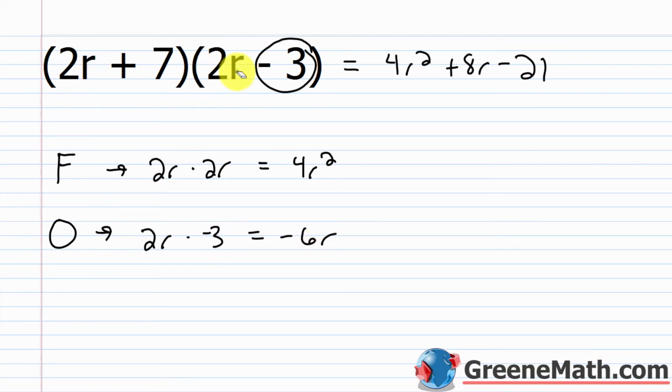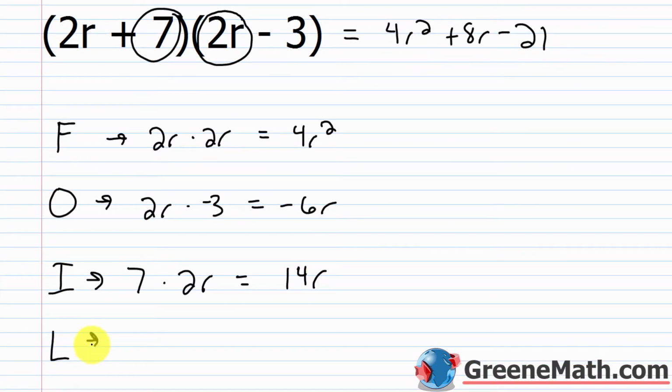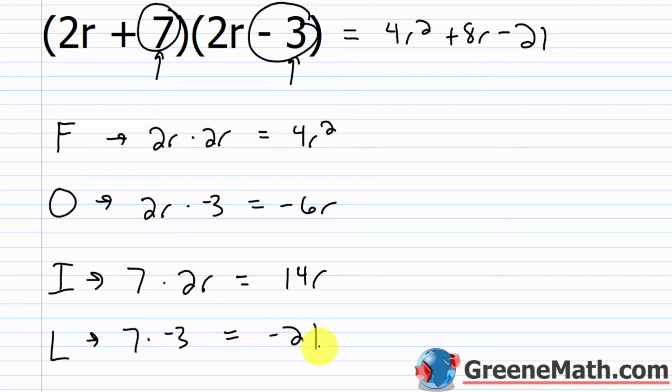Then I would do my inner terms. So what's on the inside? This is on the inside, and this is on the inside. I get 7 times 2r, which gives me 14r. And then lastly, I do my last terms, my L or my final terms. This is the final term here, and this is the final term here. So I get 7 times negative 3, and that's negative 21. So I have 4r squared, negative 6r, 14r, and negative 21. If I combine like terms, you would see that you get the exact same thing as you got here.